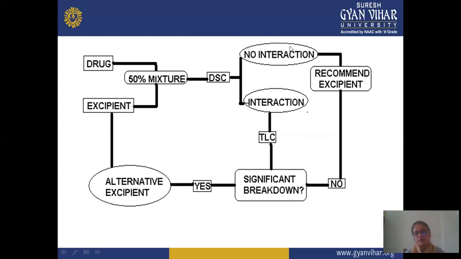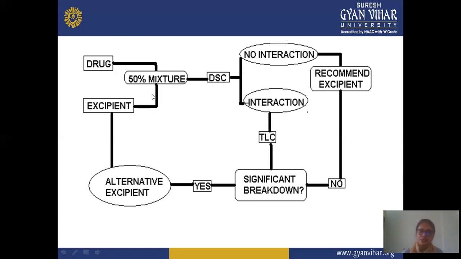If no interaction takes place, then it is recommended that that particular excipient is good for your formulation. If an interaction is observed in the excipient interaction, then you perform TLC. TLC is thin layer chromatography, or you can say that if your excipient is more recommended, then you can show that this is for the final formulation.